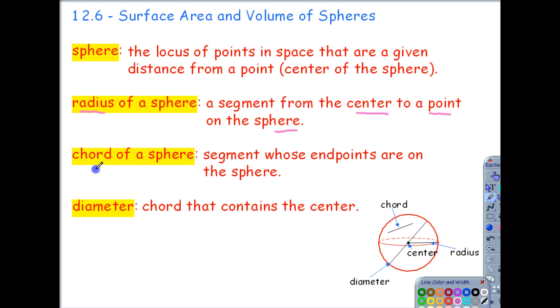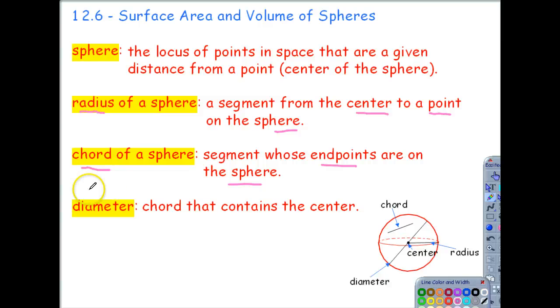Now, a chord of a sphere. We haven't spent a lot of time with chords; we're going to see that more in Chapter 10. A chord is just any segment whose endpoints are on the sphere. So would a radius be considered a chord? Well, no, because only one endpoint is on the sphere. The other one is at the center. So chords and radii aren't the same thing.